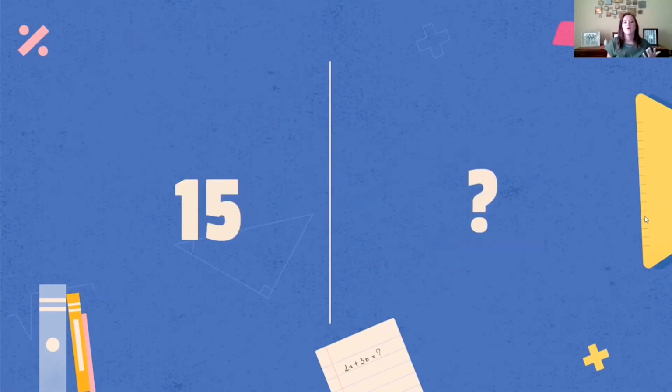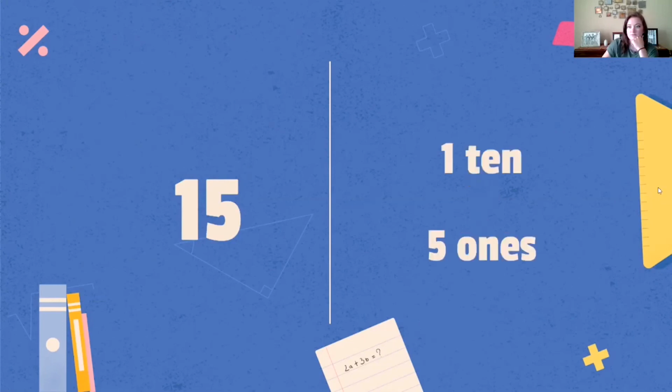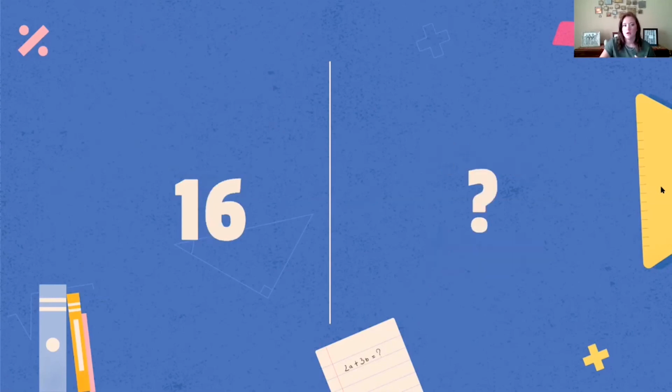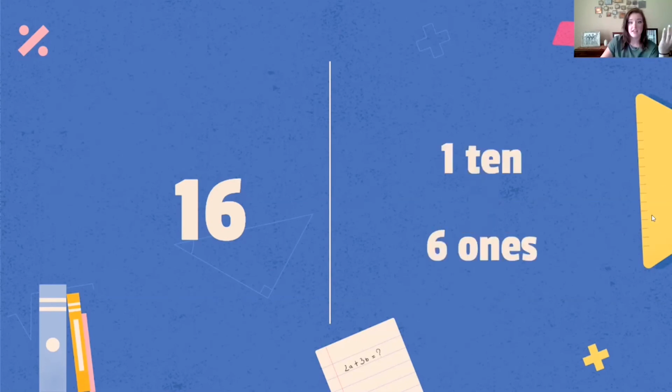Got a couple more. 15. Brainstorm. What are the numbers that are in my tens place and in my ones place? You got it? Let's see. 1 ten and 5 ones. Nice job. Keep up the good work. All right, next, brainstorm. 16. What are my tens place and my ones place? Let's check. 1 ten and 6 ones, just like over here. We got a 1 in our tens place and a 6 in our ones place. Nice job.